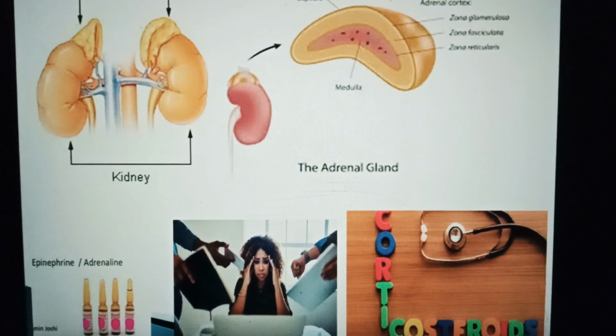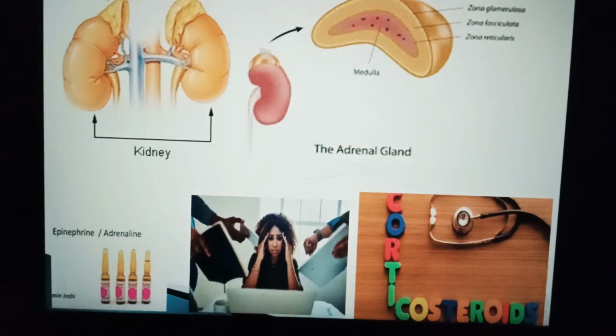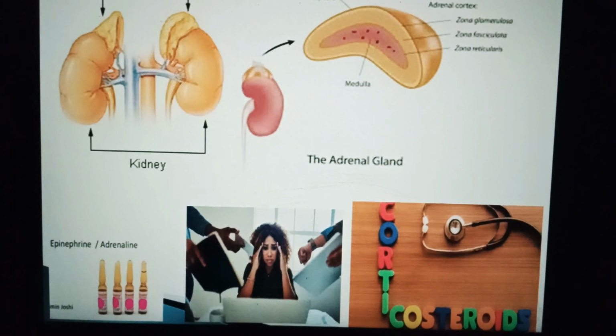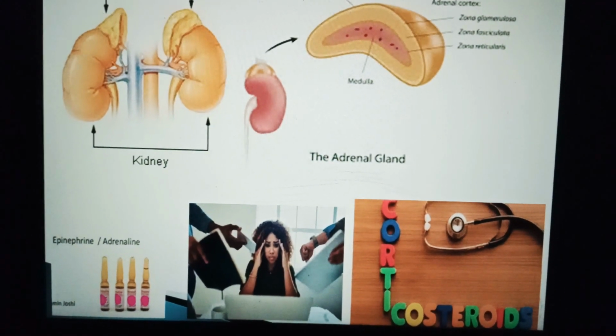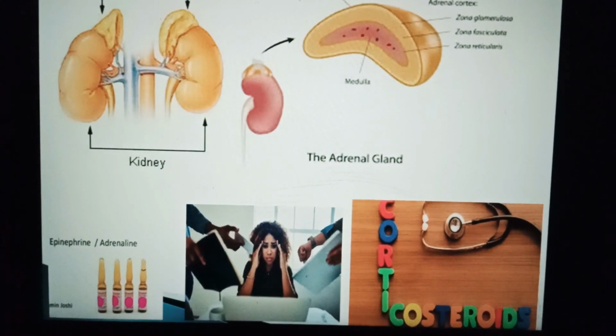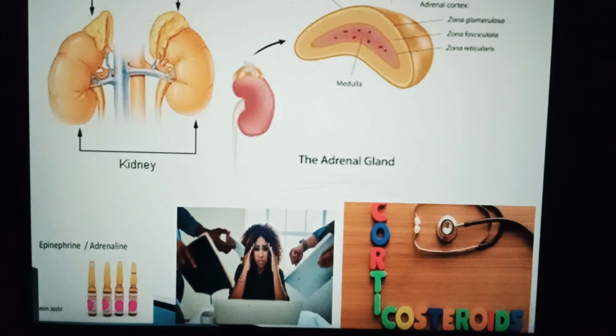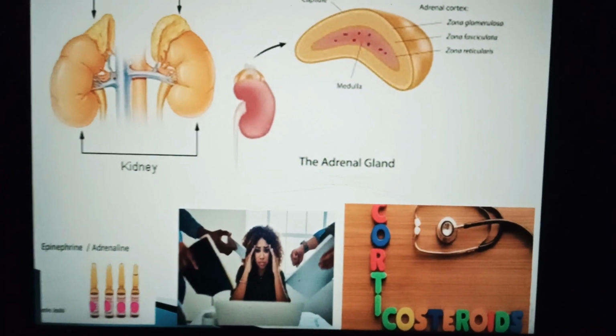The adrenal cortex secretes many hormones called corticosteroids, which maintain the balance of salts and water in blood.